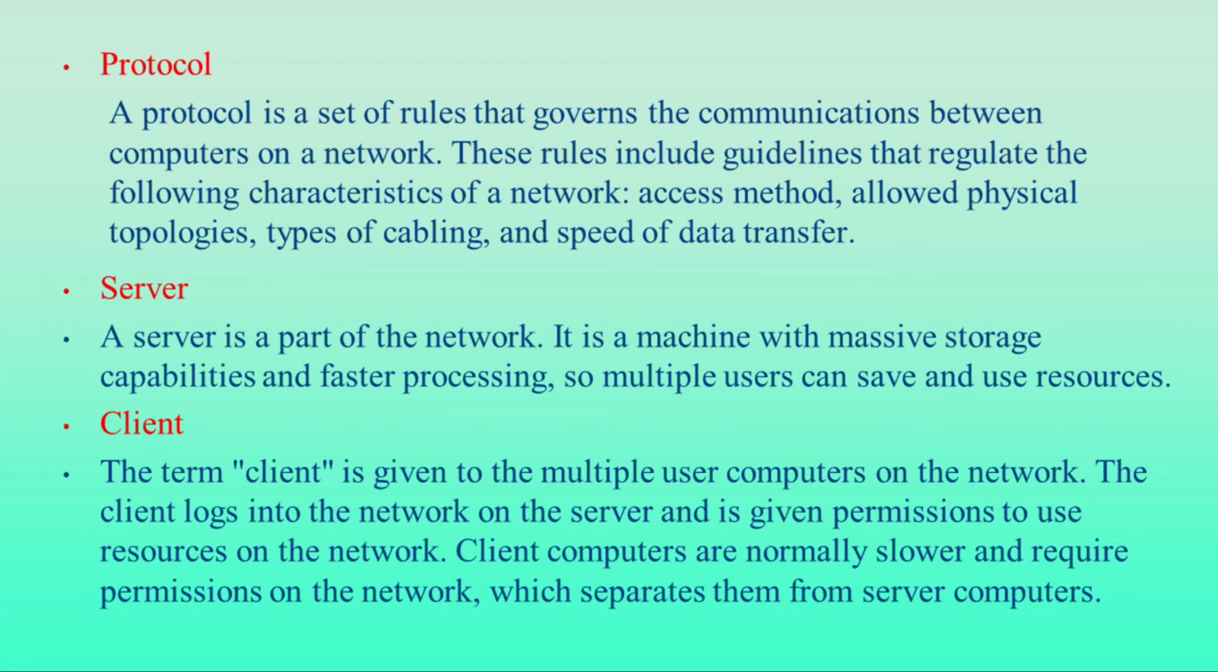And the next main term is a server. A server is a part of the network. It's a machine with massive storage capabilities and faster processing, so multiple users can save and use resources. And the next term is a client. The term client is given to the multiple user computers on the network. The client logs into the network on the server and is given permissions to use resources on the network. Client computers are normally slower and require permissions on the network, which separates them from server computers.